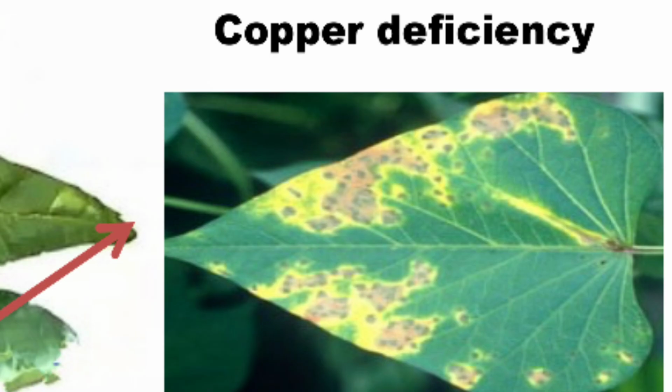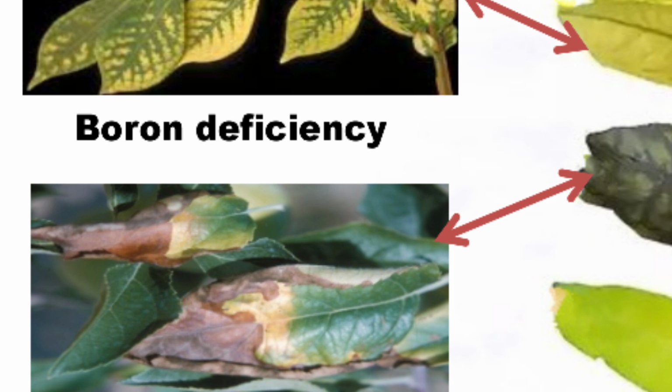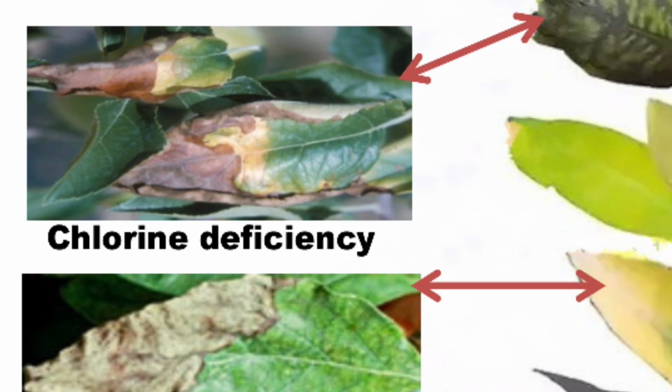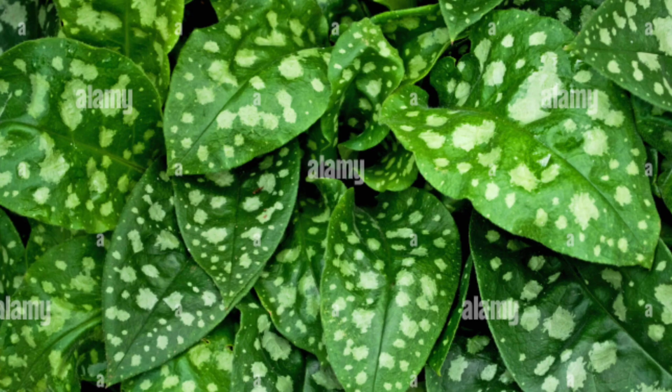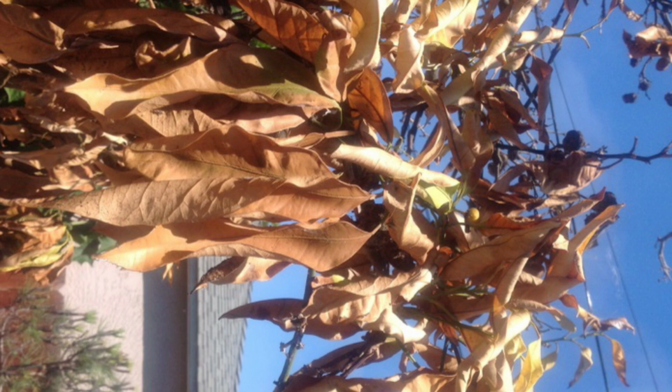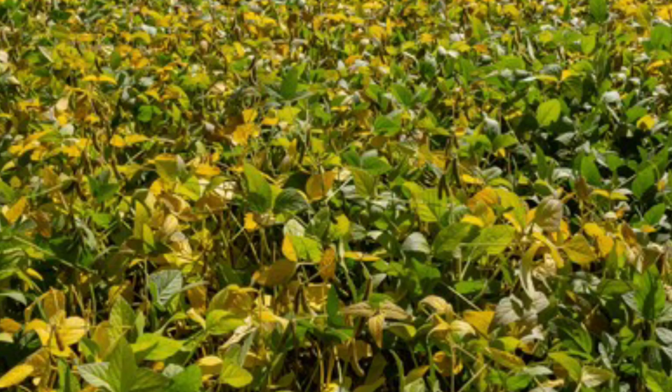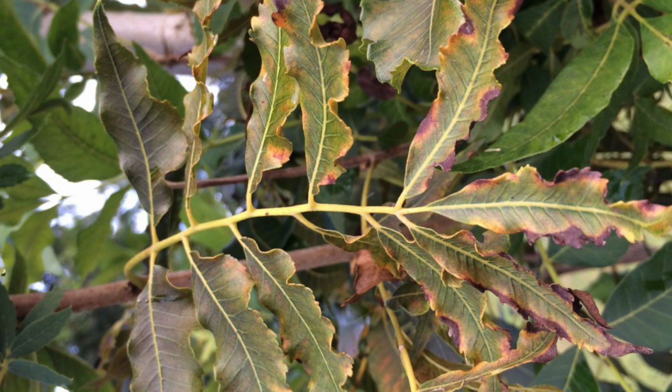Deficiency of certain micronutrients like zinc, copper, boron, molybdenum, chlorine and nickel cause physiological diseases such as mottled leaf, dieback in citrus, heart rot in beets, whiptail in cauliflower, bronzing in legumes and mouse ear in pecan respectively.